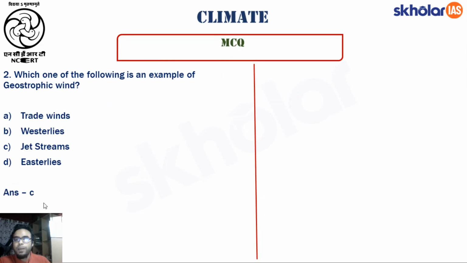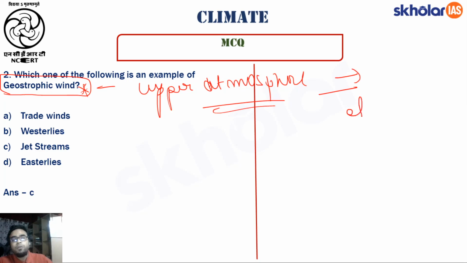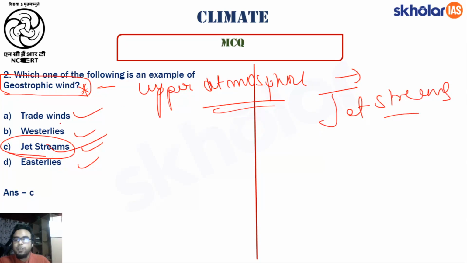Next, which of the following is an example of a geostrophic wind? Now what are geostrophic winds? Winds of the upper atmosphere are called geostrophic winds. And what was our example of a geostrophic wind? We had the jet streams, right? So the options are trade winds, westerlies, jet streams, easterlies. Your correct answer is jet streams, because trade winds, westerlies and easterlies flow along the surface of the earth, right? Fine. So this is where we will stop.